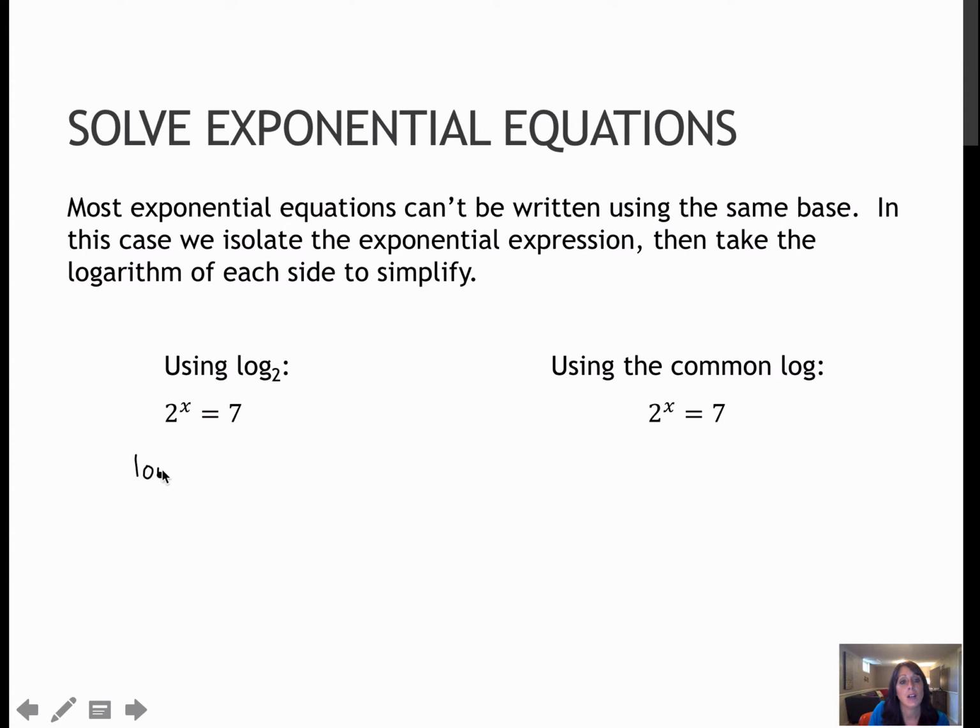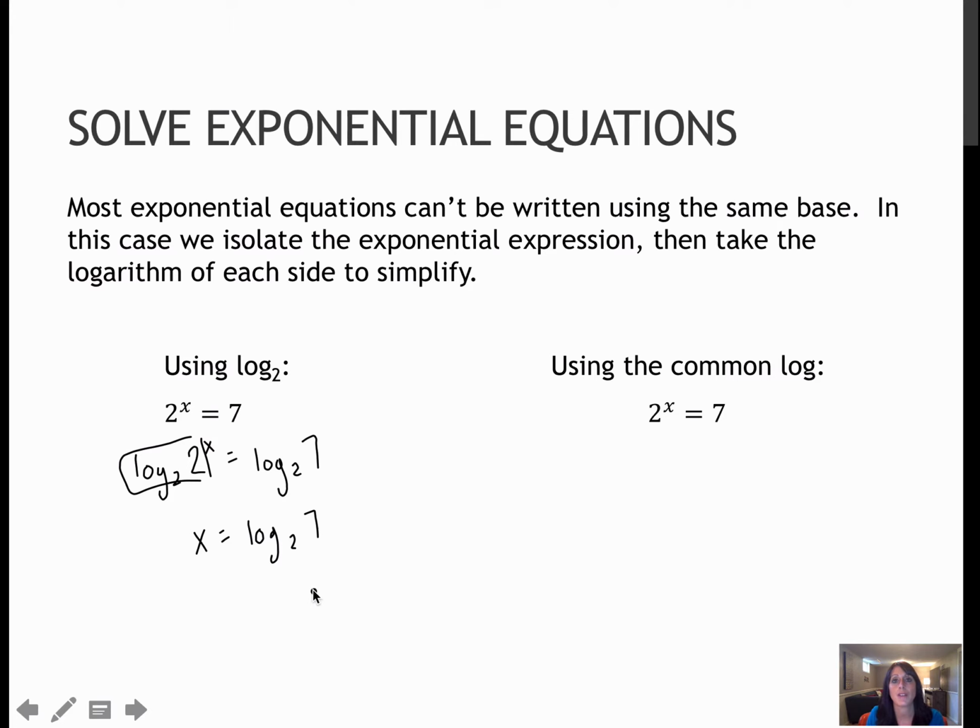If I take log base 2 of 2 to the x equals log base 2 of 7, log base 2 of 2 cancels out, and I just get x equals log base 2 of 7. Now, if they want me to write it as a logarithm, I'm done. Most of the time, they will, of course, want me to, say, round it to the nearest 10,000th or something.